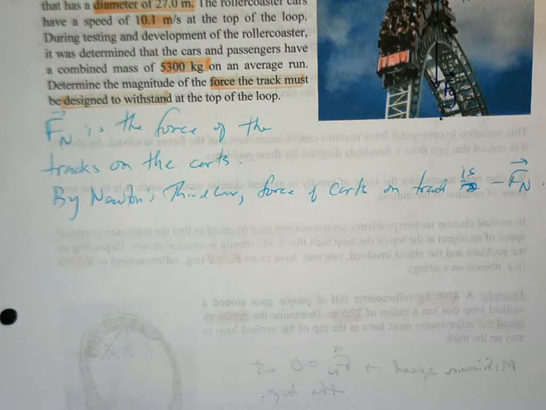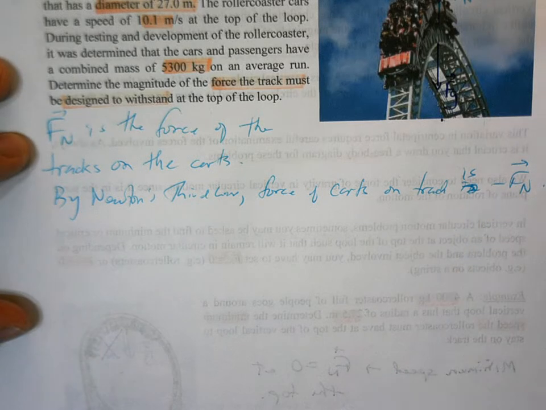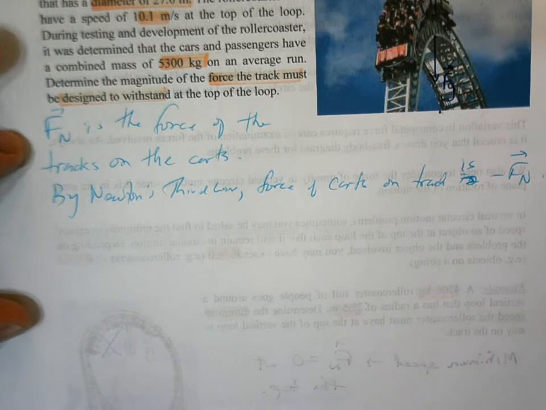So if we find that normal force, which is going to be that force that the tracks supply to the carts, well then we know by Newton's third law the force that the carts supply on the track, so that the track has to withstand, is going to be the same magnitude as the normal force, just in opposite direction. So it's going to be directed towards that center of the circle.